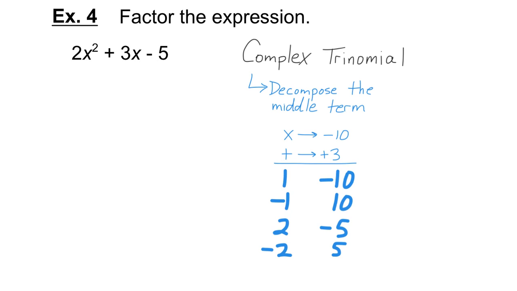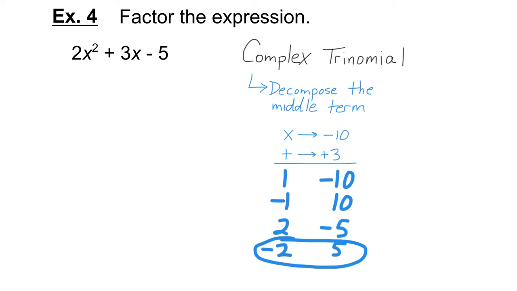Is it 1 minus 10? No. Is it negative 1 plus 10? No. Is it 2 minus 5? Well, that's negative 3. Is it negative 2 plus 5? Yes, that equals positive 3. So that's the winner, and that's what we break this middle term into.